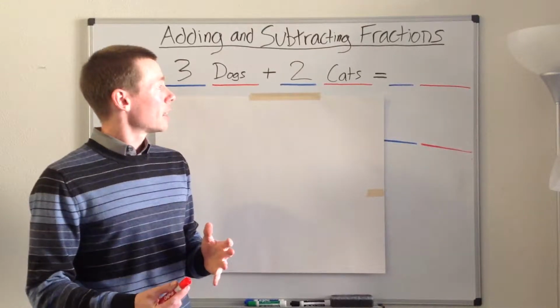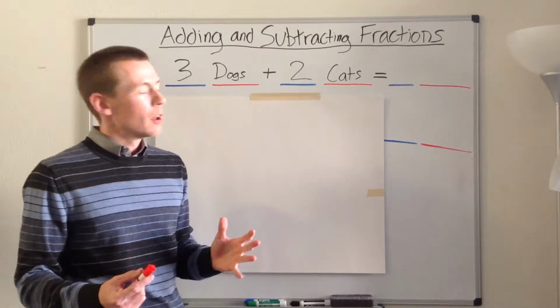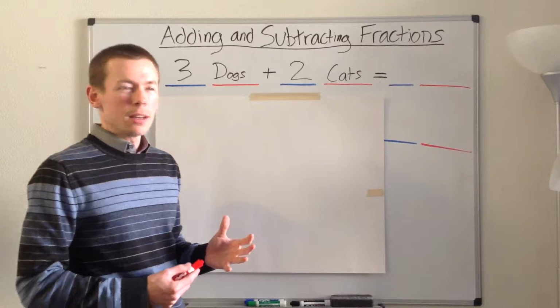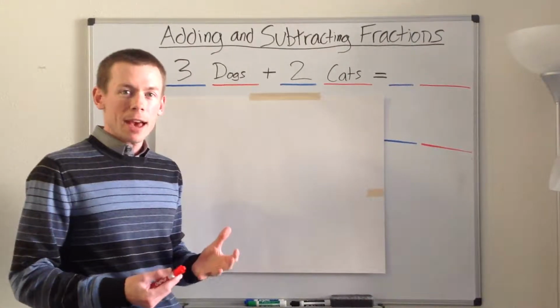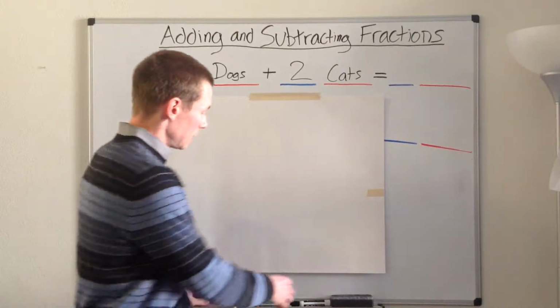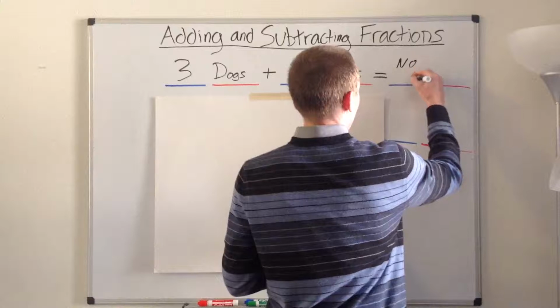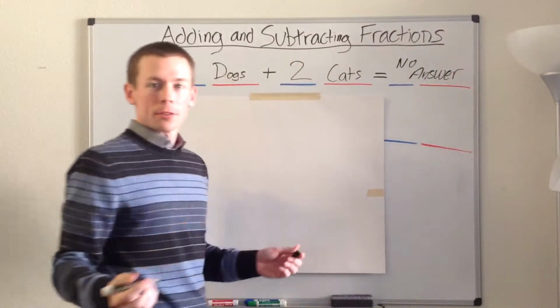Well, hopefully you said there actually is no answer, because it's not 5, because then we'd run into the problem of what would we put above the red. It's not 5 dogs, we still don't have a full 5 dogs, and it's not 5 cats either, so actually it's no answer.